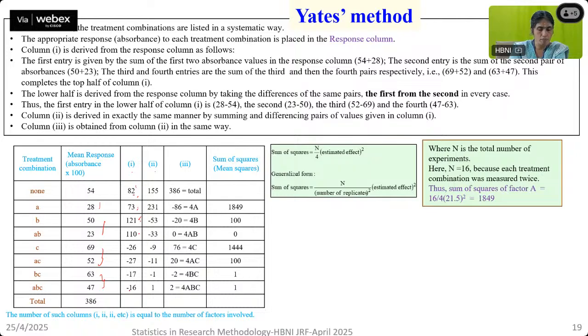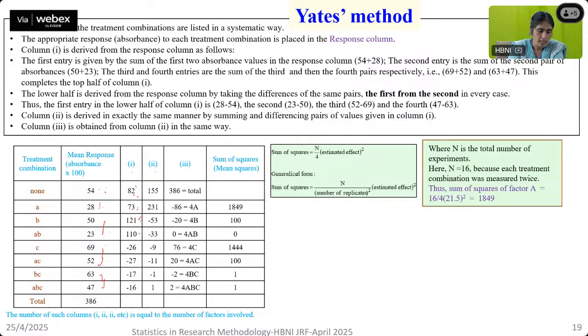Then the remaining portion all are negative. Here what you do, subtract this: 28 minus 54, that will be minus 26. Whatever we had summed, the reverse way you subtract: 28 minus 54, 23 minus 50, 52 minus 69, 47 minus 63. This is an example. Wherever you have your value, put that way.